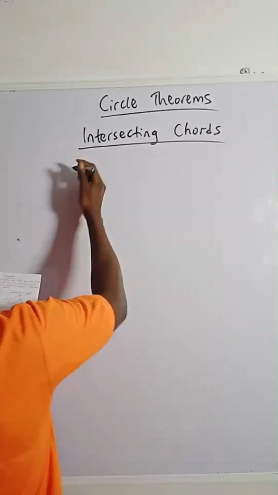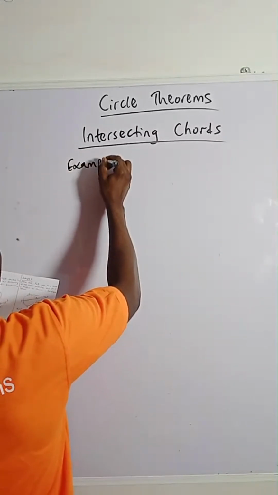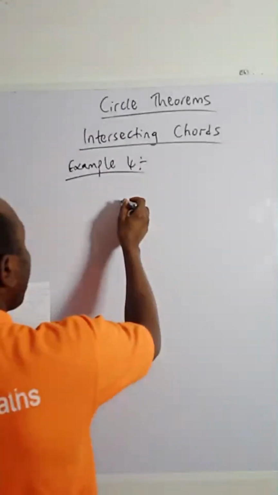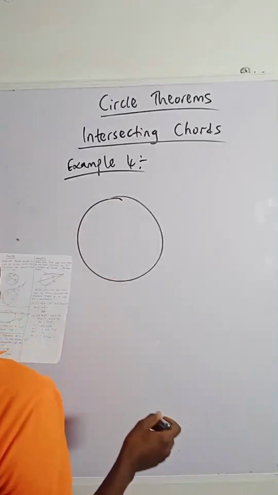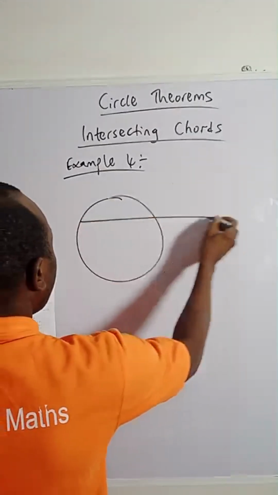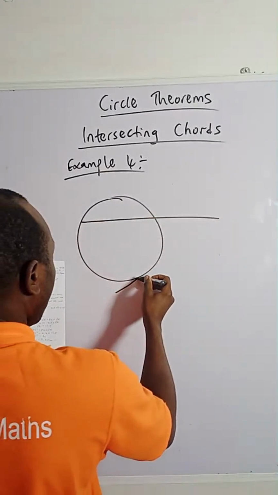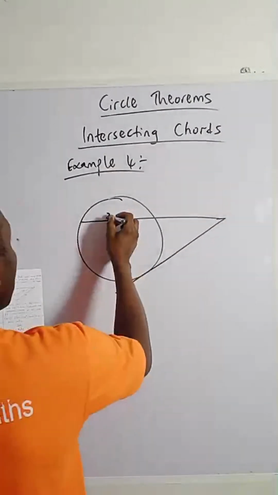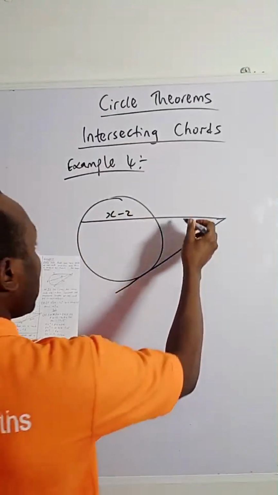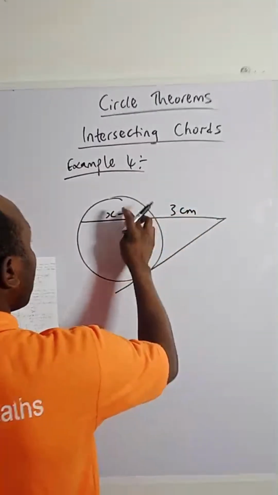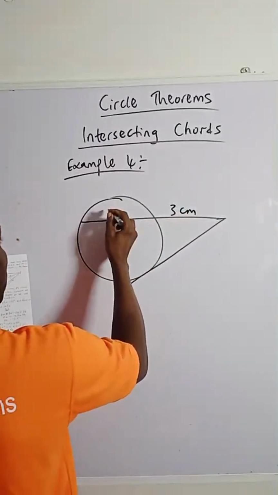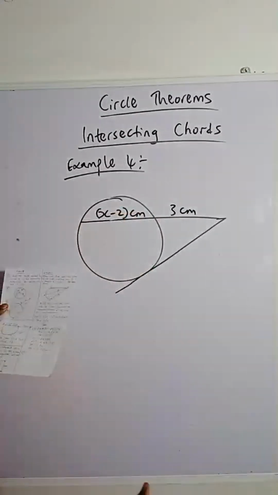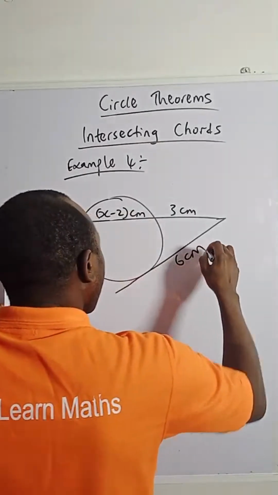How about we all try this one ourselves? Example, I think this is example 4 now. I've lost count. So we have a circle, and then we have this, and we have this. Yes, this is x minus 2. This is 3 centimeters. X minus 2 centimeters. This is 6 centimeters.